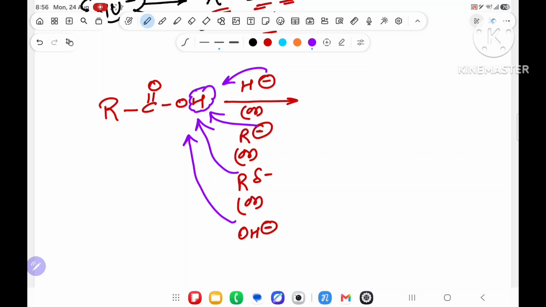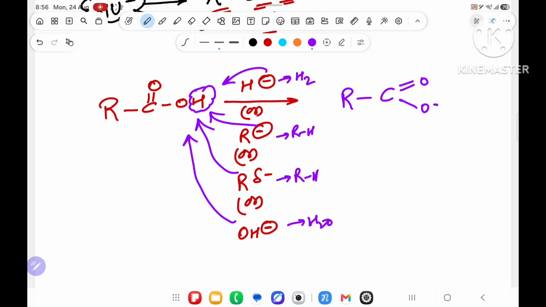Everyone will try to do an acid-base reaction. It will give H2, it will give RH, it will give H2O, but what is left? RCOO minus, and you know that this RCOO minus is doing resonance. Over here a partial double bond is coming, over here a partial double bond is there, and over here we also have a negative charge. They will do resonance, and this type of resonating structure is known as an equivalent resonating structure.